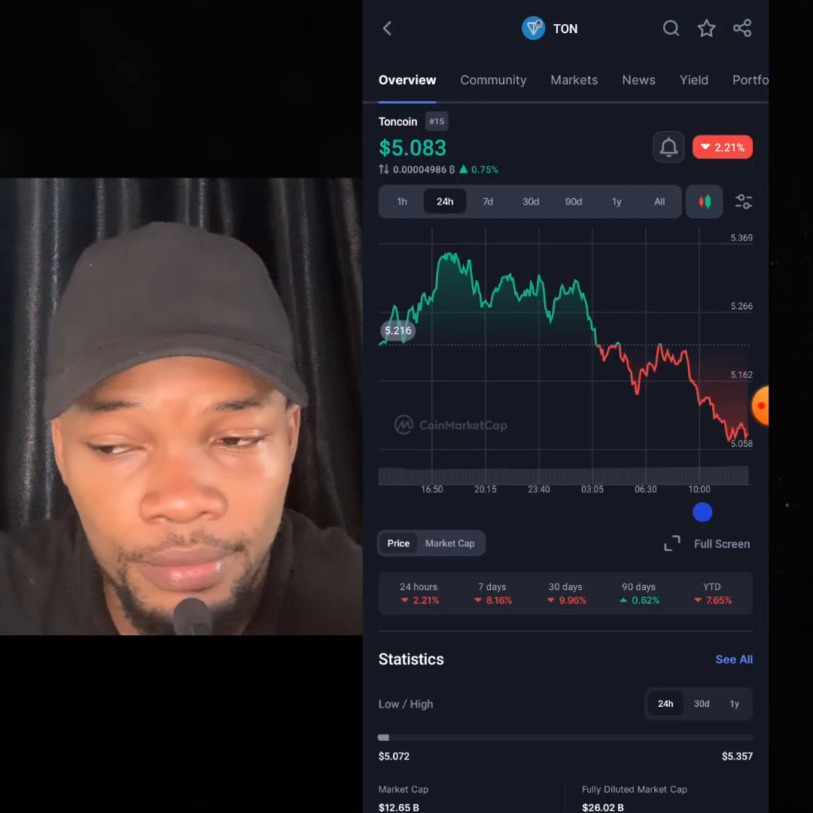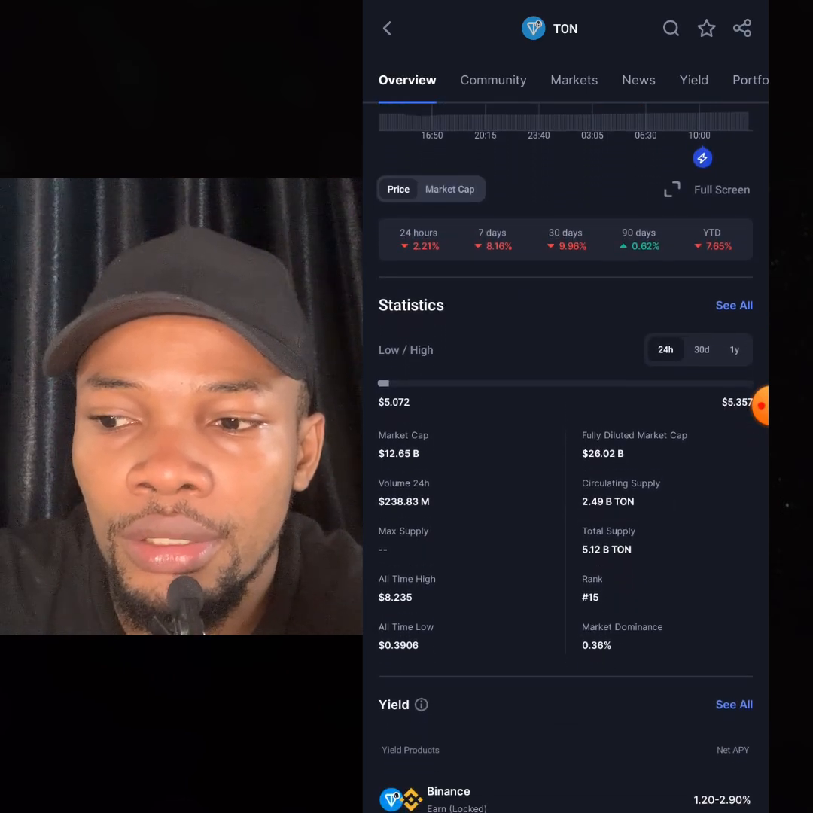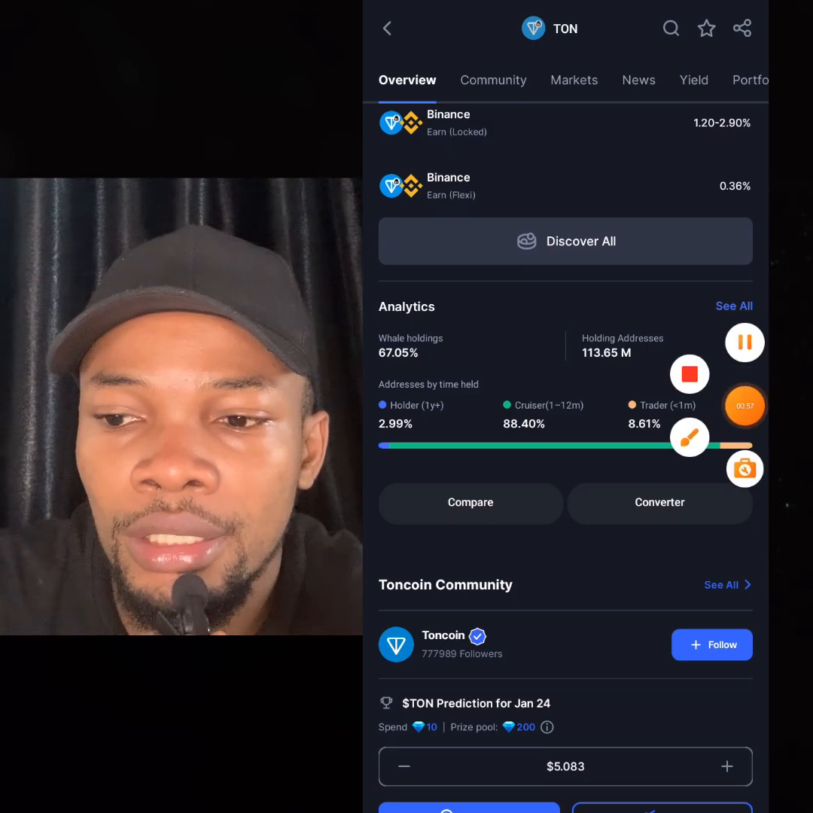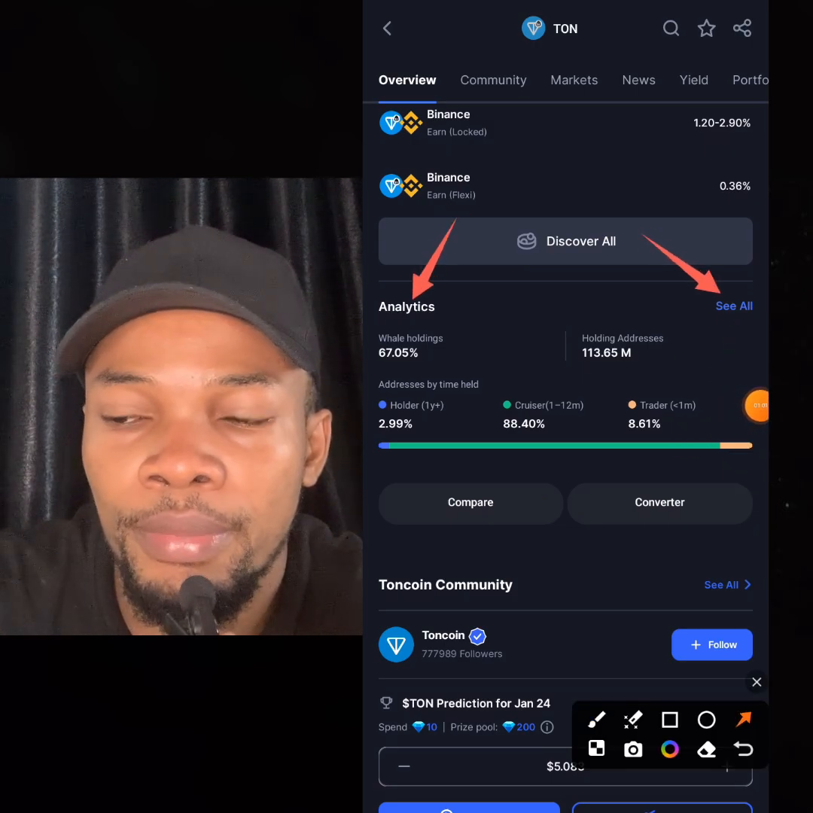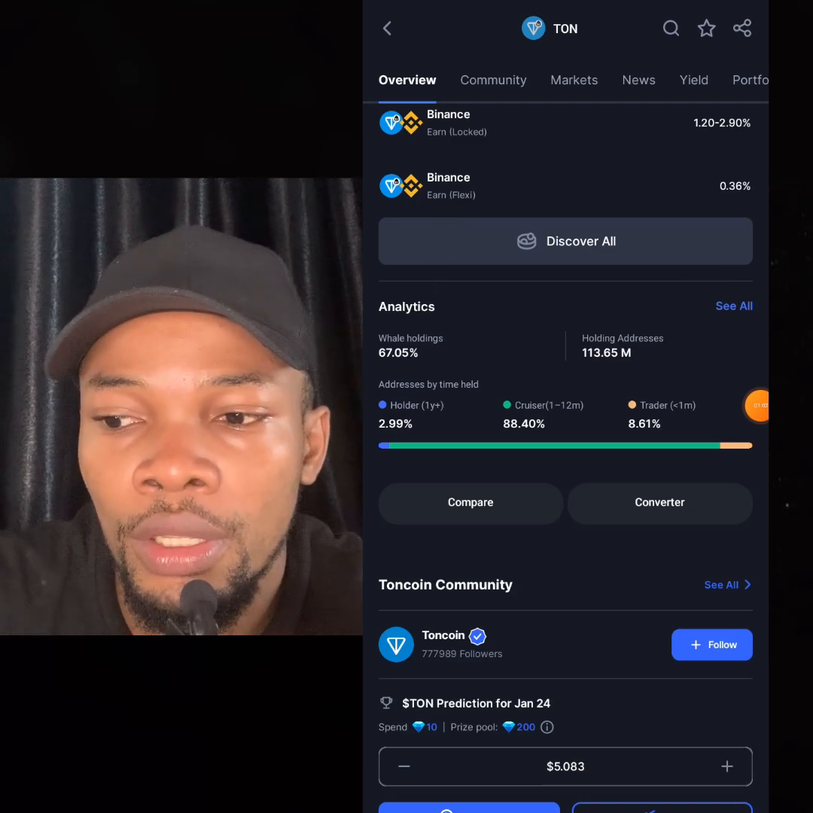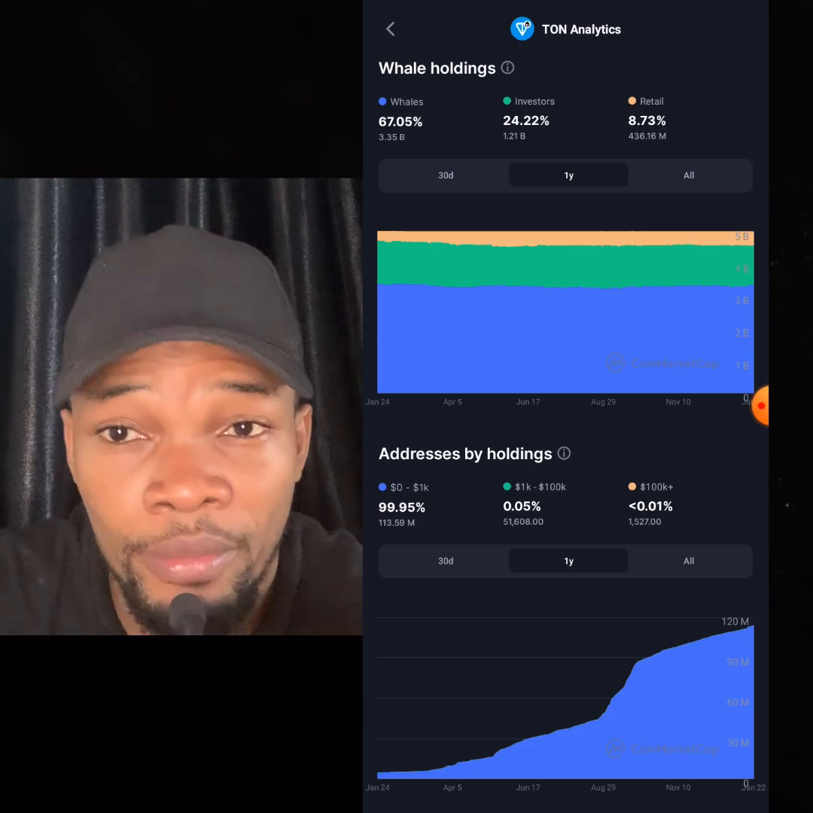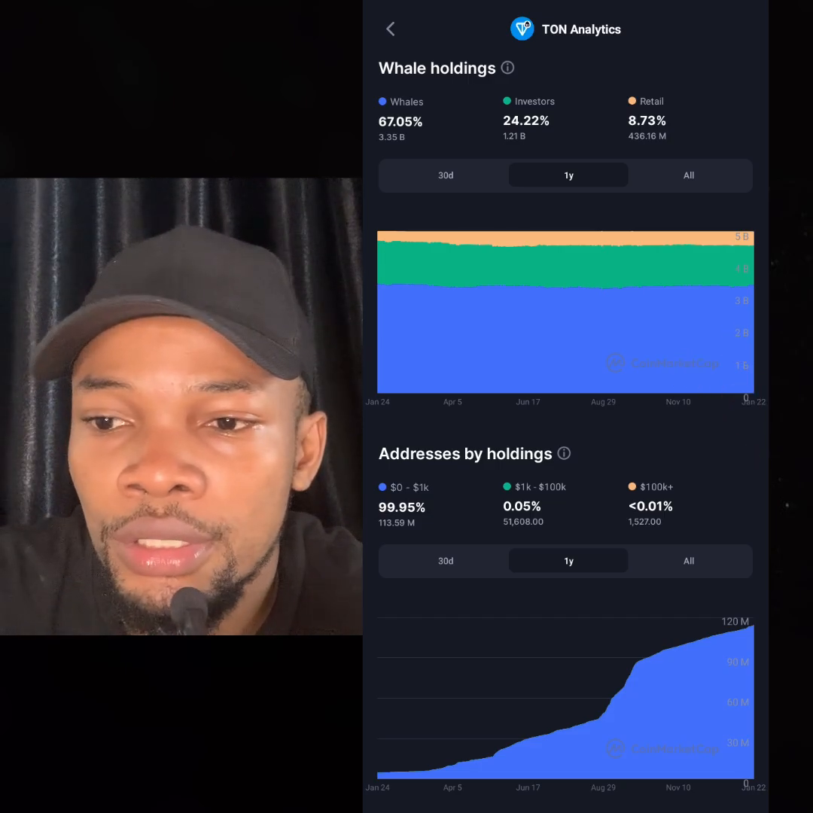When you select TON, okay, what you have to do is you just scroll down. Okay, scroll down and come to this area where you find analytics. Okay, analytics. You come here and then you select this place you see "See all". Okay, now when you click on See all, here you can see all the information you want to know about TON. All right, now you can see whales.